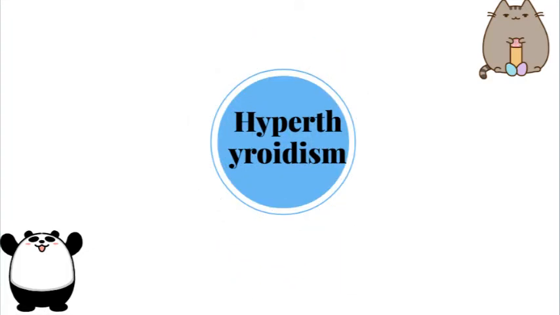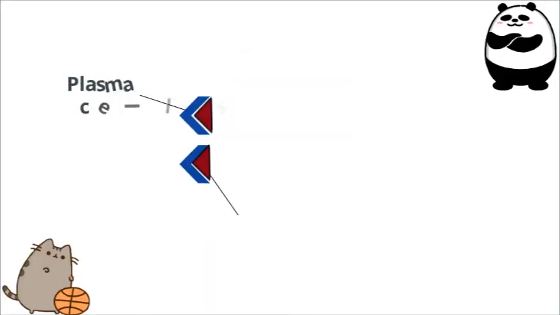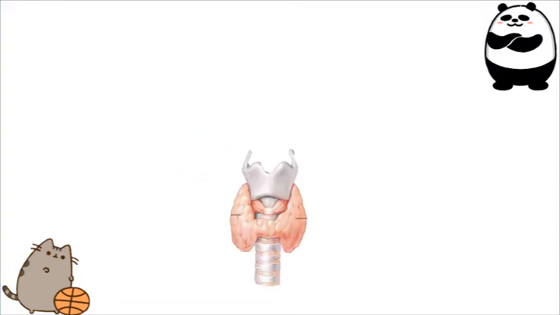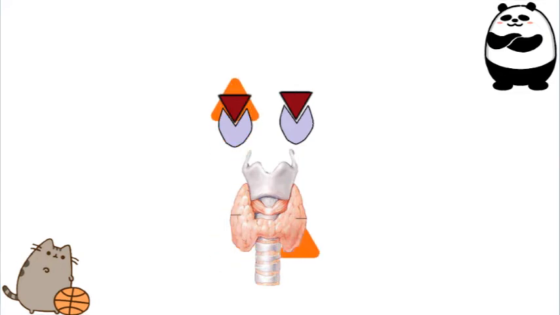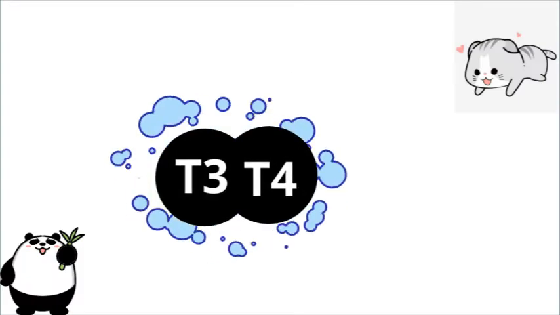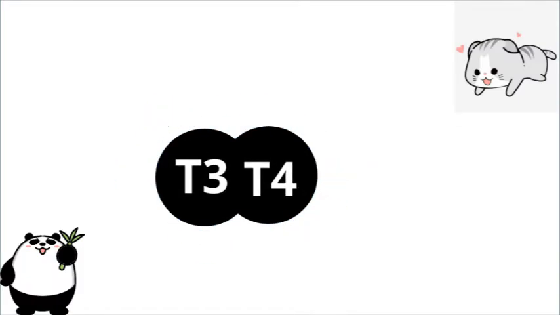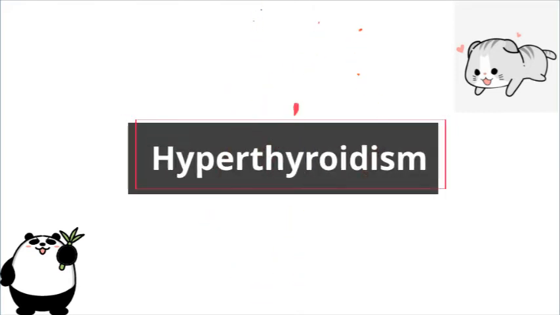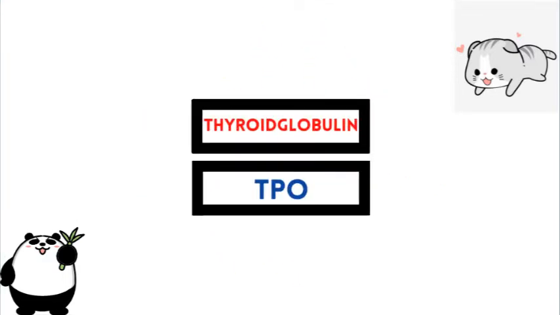So, what is the cause of Graves' disease? When there is an infection, the TSH receptor antibody produced by the plasma cells will attach to the TSH receptor of the thyroid gland, and instead of suppressing the activity, they enhance it. Consequently, more T3 and T4 are produced, leading to hyperthyroidism. There are two more types called the thyroglobulin antibody and the TPO antibody.